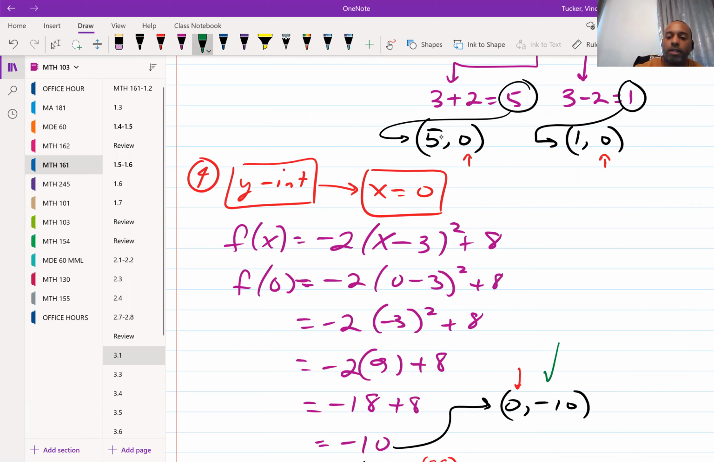And this negative had nothing to do with the fact that it comes second. It's just that that's your y.